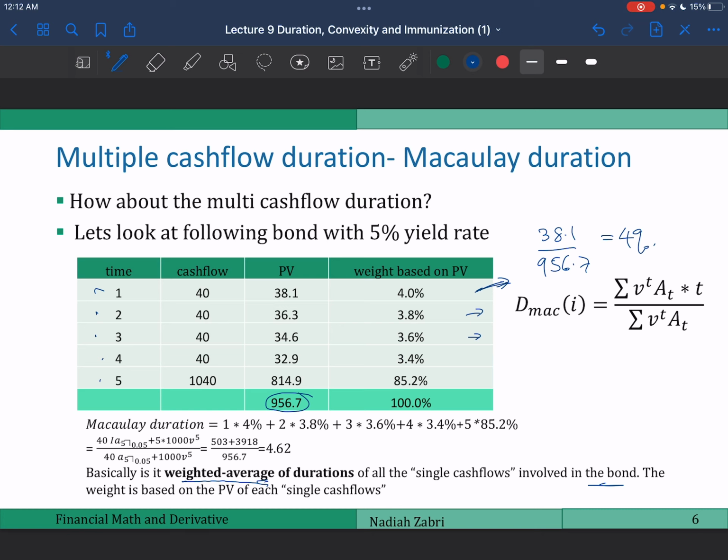So that is the first weight. The remaining weights are computed with the same method. So you get the following weights. So now we can compute our Macaulay duration, which is the weighted average of the duration. So this is the duration times the weights. So you will get the Macaulay duration of 4.62.